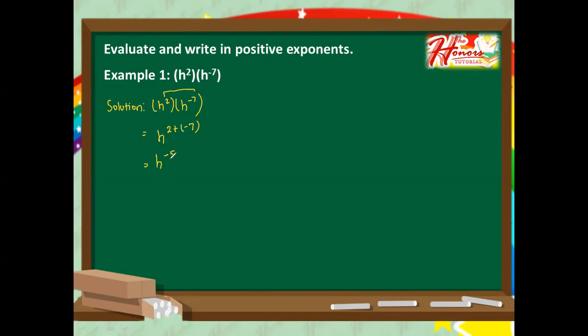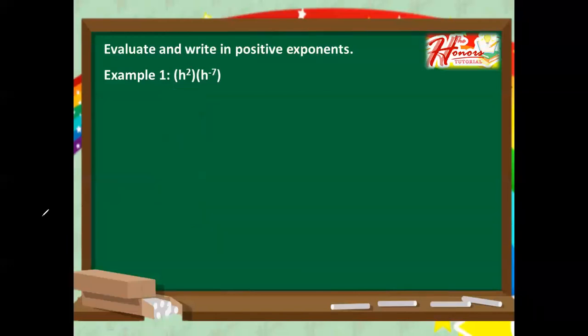We have to change this into a positive exponent. How? We are going to change this into a fraction. So always write 1 in your numerator if you want to change something into a positive exponent. Always write 1 in your numerator. And then kindly write h raised to 5. If you already changed this into a fraction, then your exponent will be a positive number. So the final answer is 1 over h raised to 5.